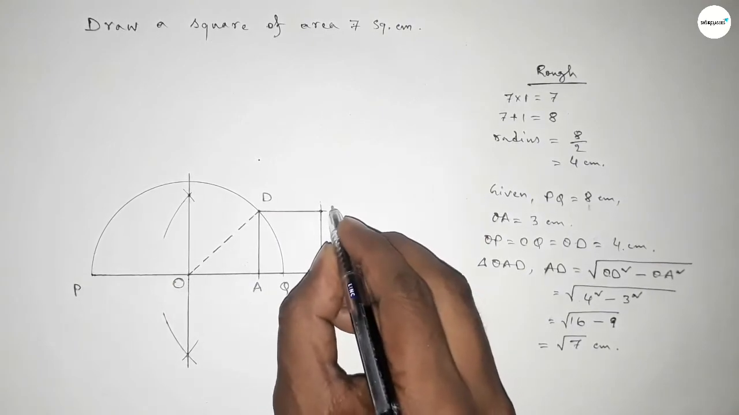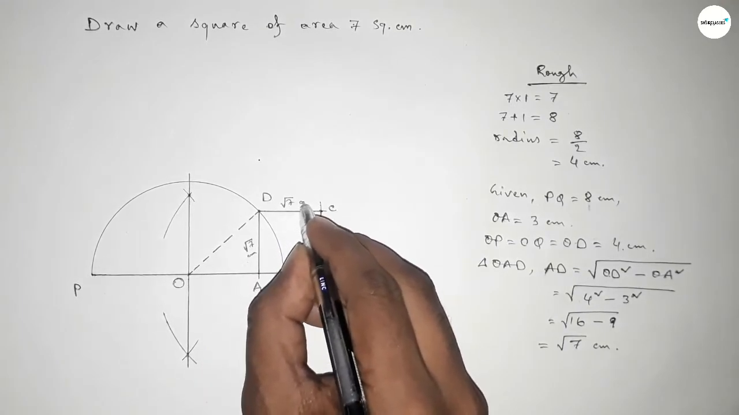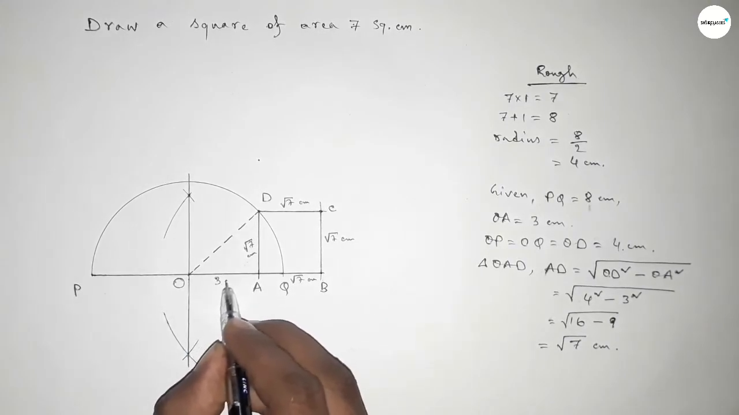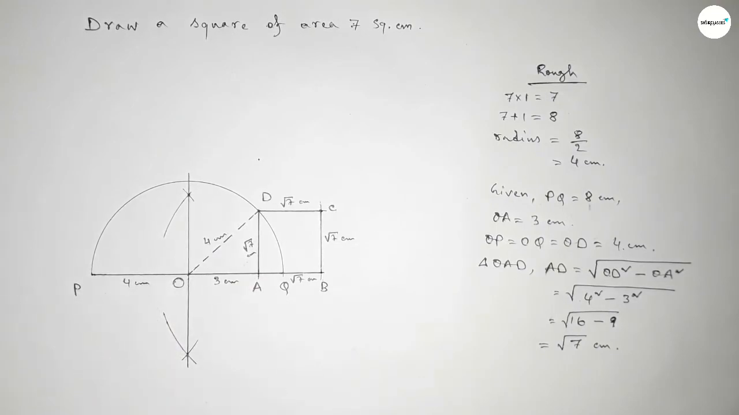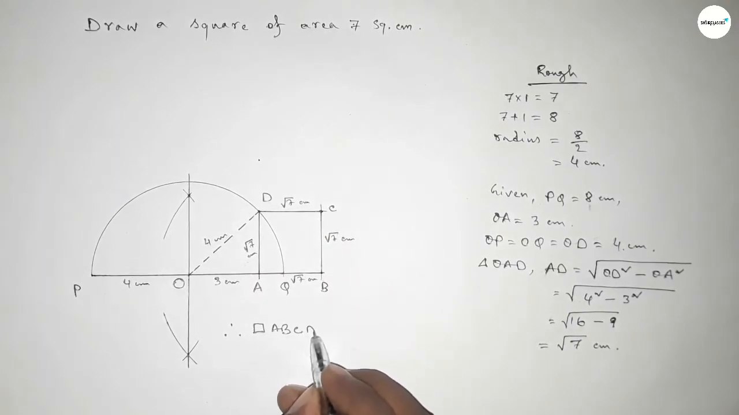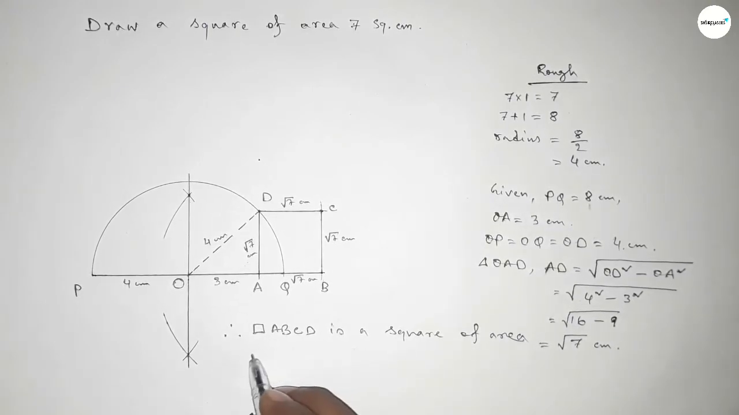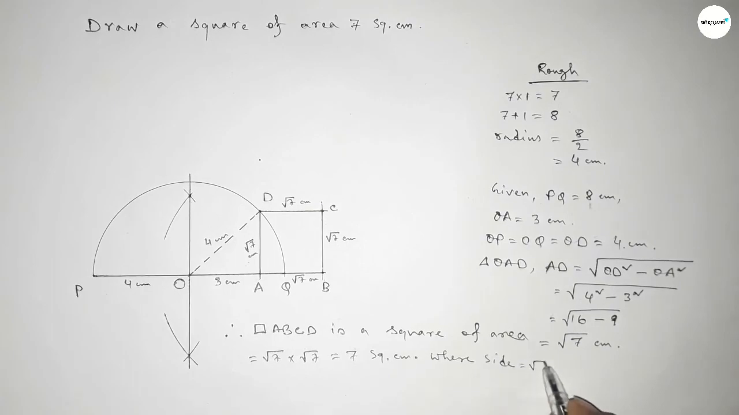So this is taking B point and this is C point, and this is root 7 centimeter, this is also root 7 centimeter, this is also root 7 centimeter, and this is also root 7 centimeter, this is 3 centimeter, this is 4 centimeter and 4 centimeter. So therefore rectangle ABCD is a square of area equal to root 7 into root 7 equal to 7 square centimeter, where side equal to root 7 centimeter.